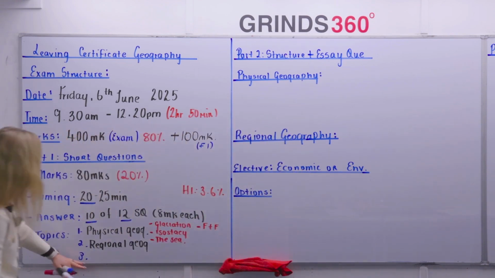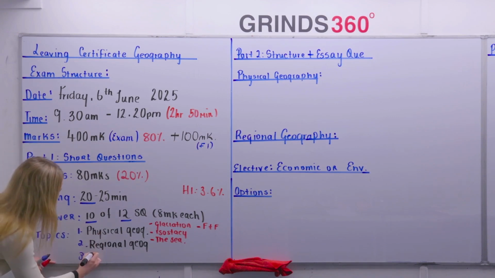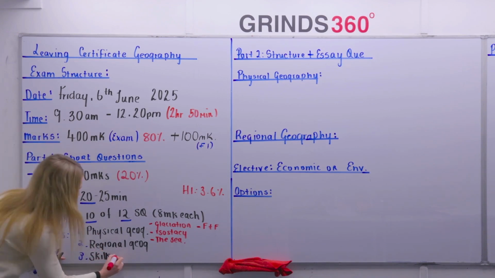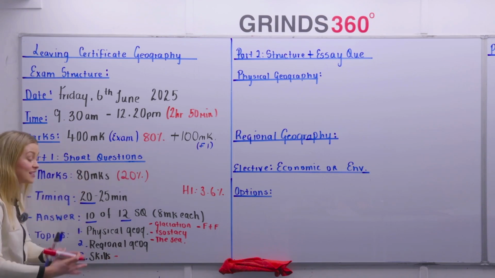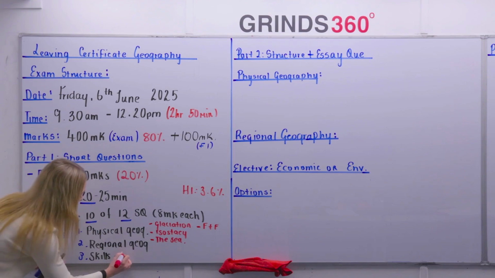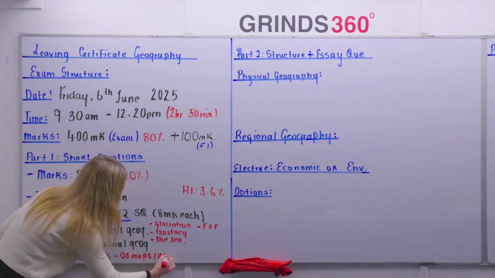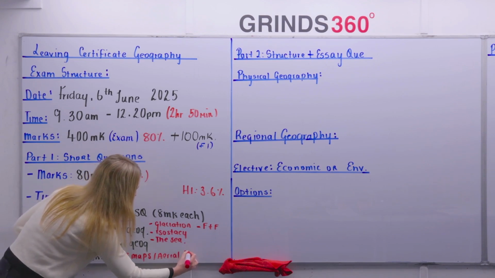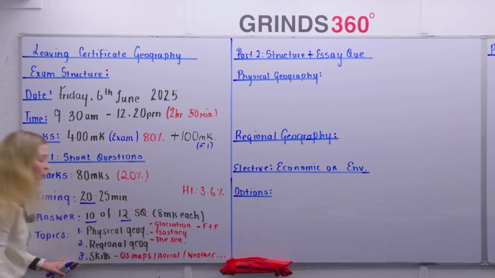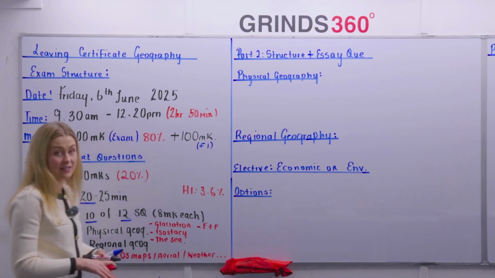The last and third thing that can be asked, and the one that's going to eat up your time massively, is the skills section. The skills section is going to be extremely, extremely time consuming. Make a little note of this. This is going to be your OS maps. It's going to be your aerial photographs. It's going to be your weather skills. It's going to be them stats questions, the one where they give you maybe an infogram and ask you a couple of questions. That is your skills section.